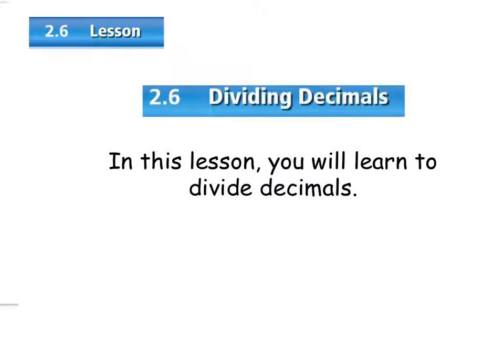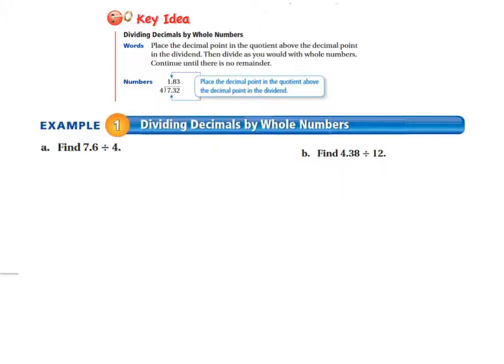Lesson 2.6, Dividing Decimals. In this lesson, you will learn to divide decimals. Key idea, dividing decimals by whole numbers. Place the decimal point in the quotient above the decimal point in the dividend. Then divide as you would with whole numbers. Continue until there is no remainder.